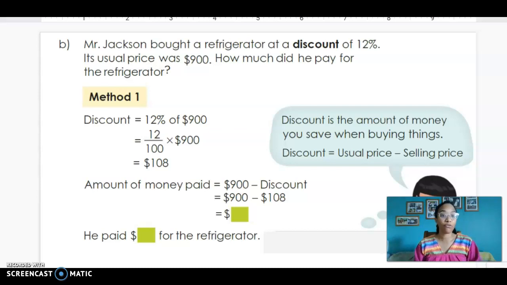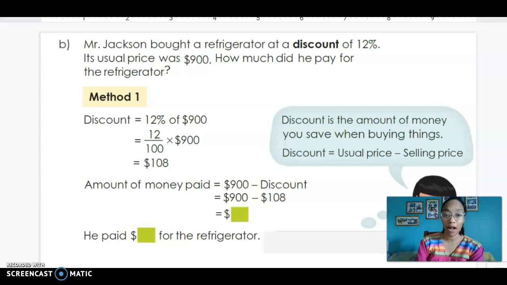Mr. Jackson bought a refrigerator at a discount of 12%. The usual price was $900. How much did he pay for the refrigerator? We know he paid 12% less than $900 because the refrigerator was on sale. Normally, it would have cost $900, but it's going to be cheaper because of a discount.